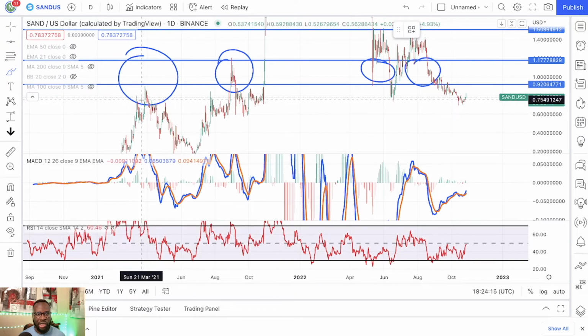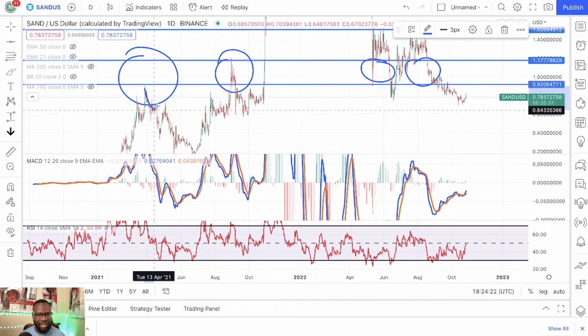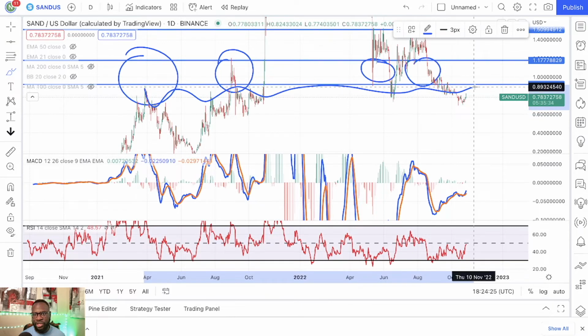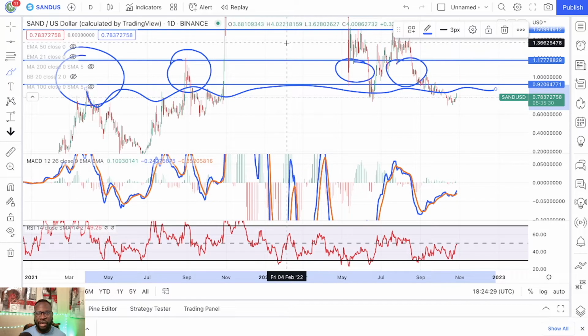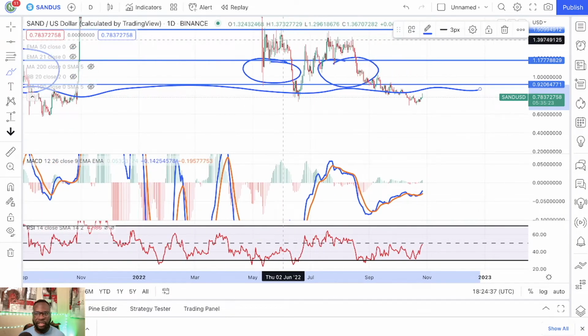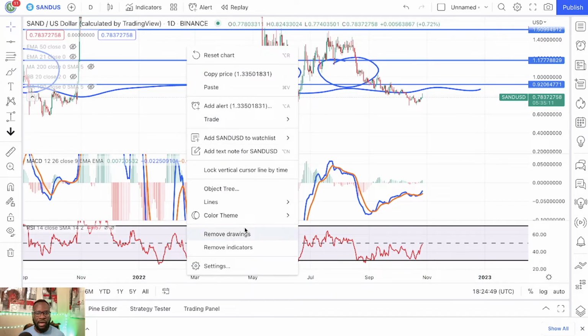You still have a lot of confluence right down in this range right here, around 80 cents. You can see how much confluence in this range. So a lot of work needs to be done. It's going to take some serious buyers to push the price of Sandbox all the way up into this 92 cents to $1.17 range.